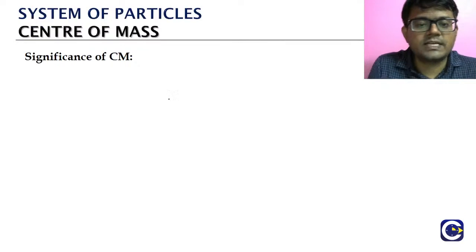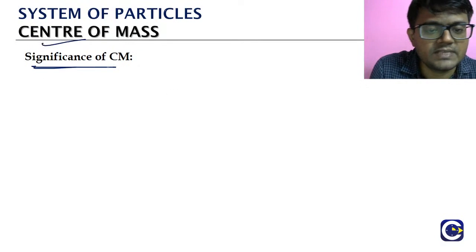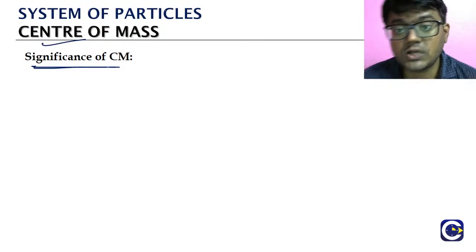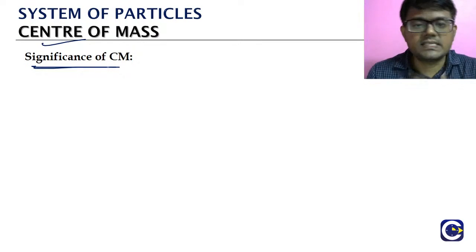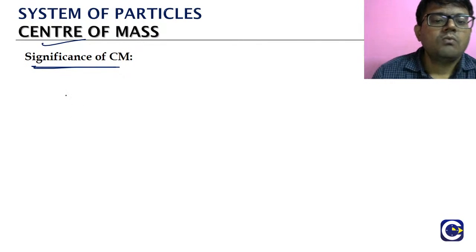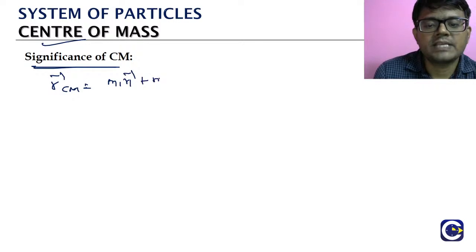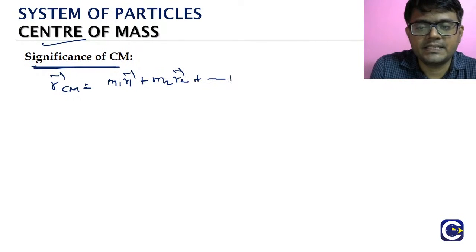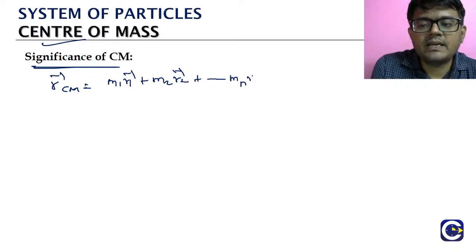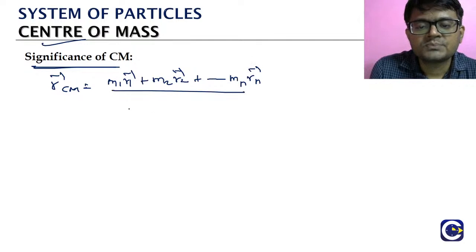Okay, so that is what we are calling the significance of the center of mass. Now see, what is the position vector of the center of mass? It will be equal to m1 r1 bar plus m2 r2 bar, here we are taking a discrete particle system, plus mn rn bar divided by m1 plus m2 plus m3 up to mn.